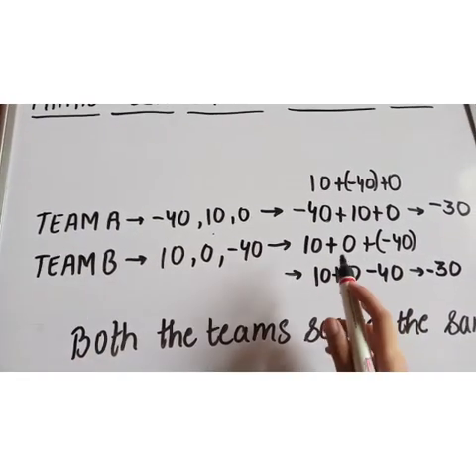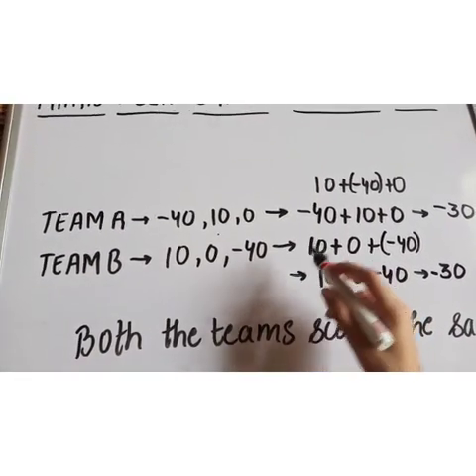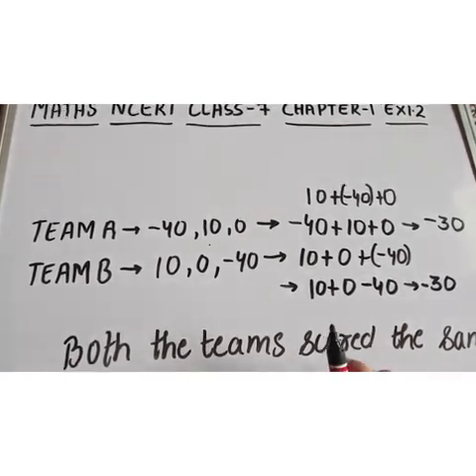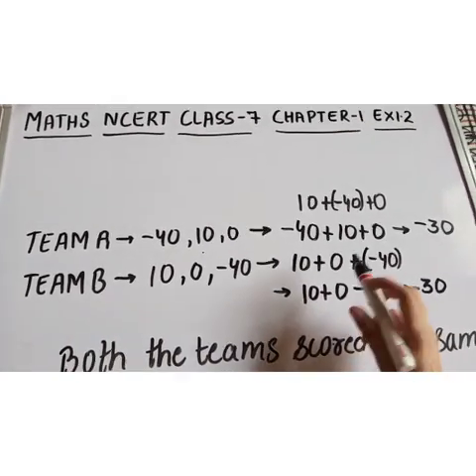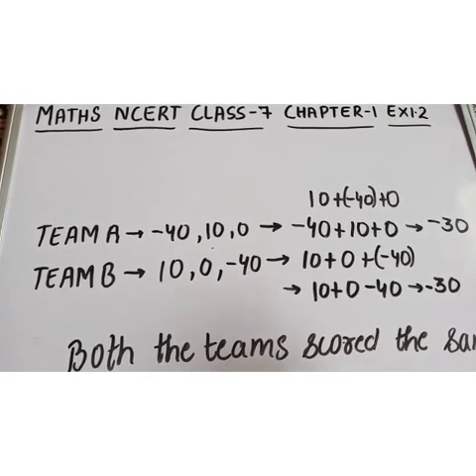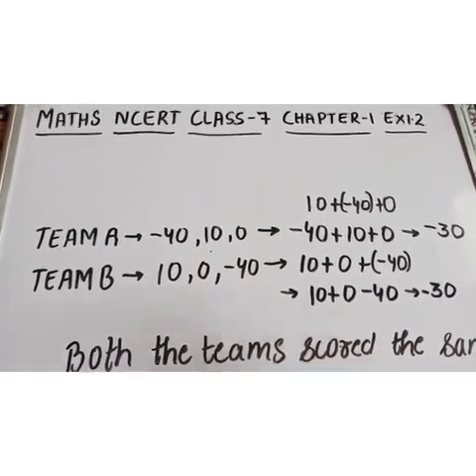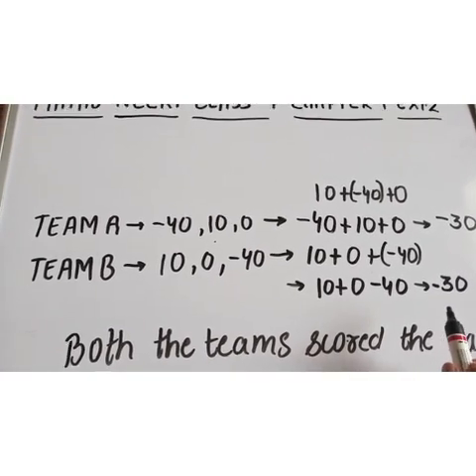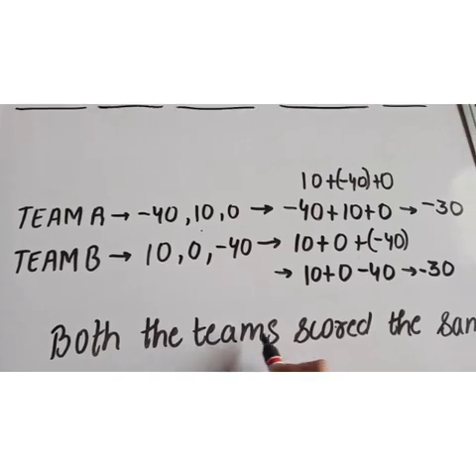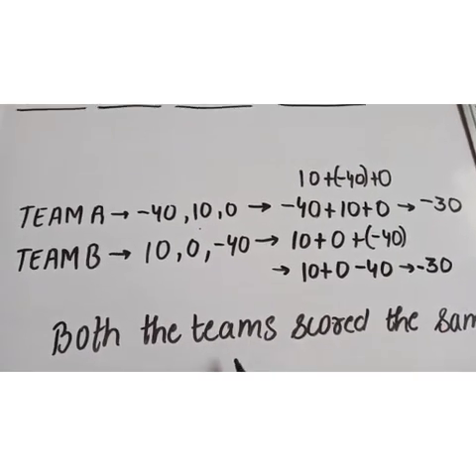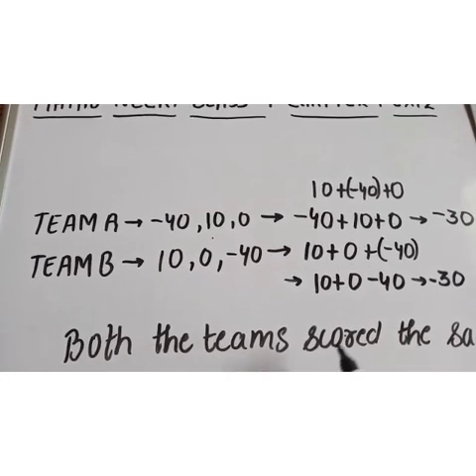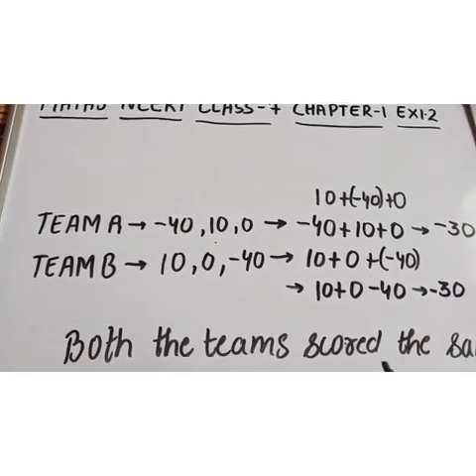In team B also, we can change the integers. We can change the position of the integers, and after changing the position of the integers also, we will get the same answer, that is minus 30. So at the end, after writing both the teams scored the same, you will write, yes, we can add the integers in any order.